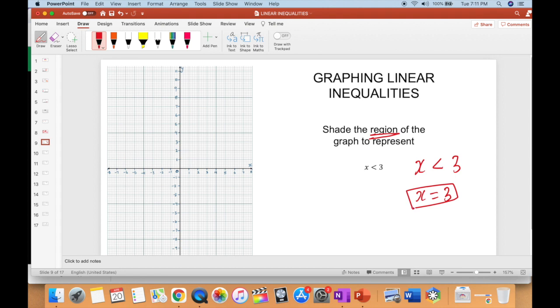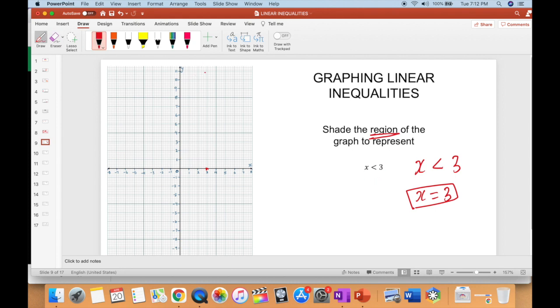Let me see how much people remember the coordinate geometry. Is the line x equal to 3 a horizontal line or a vertical line? Vertical. Thank you very much. So x is equal to 3 is a vertical line passing through 3, so I will draw this vertical line here. And don't draw that line yet, because it's not supposed to be a solid line. We're going to talk about that just now.